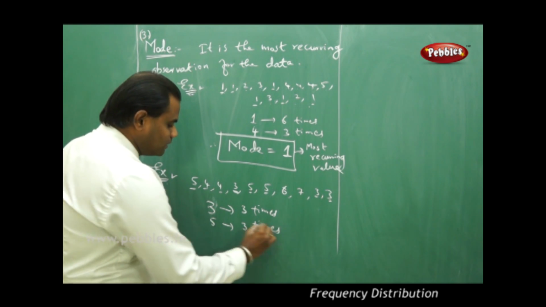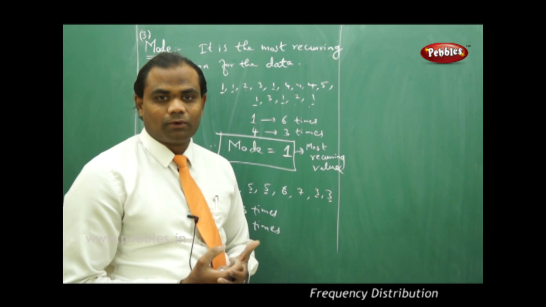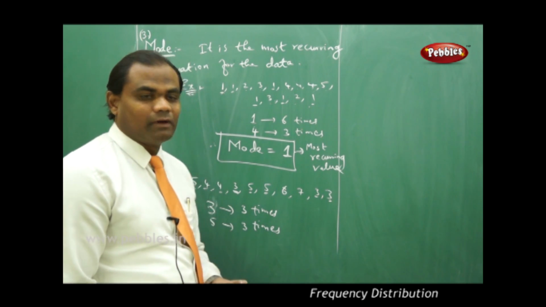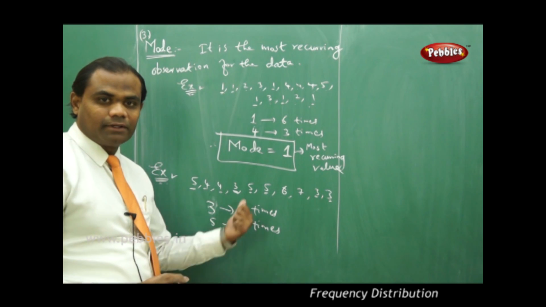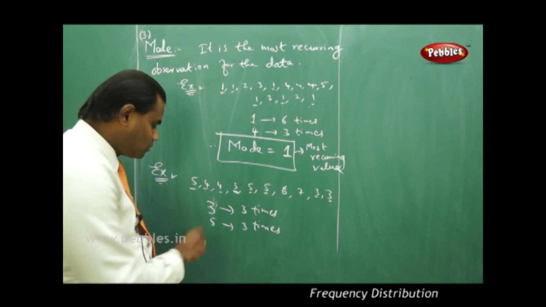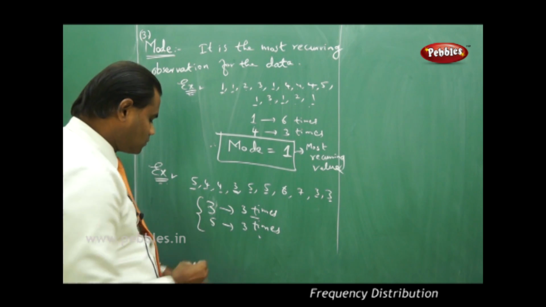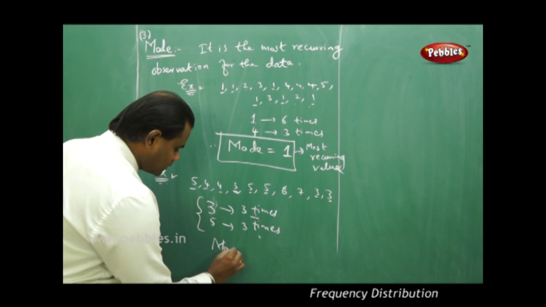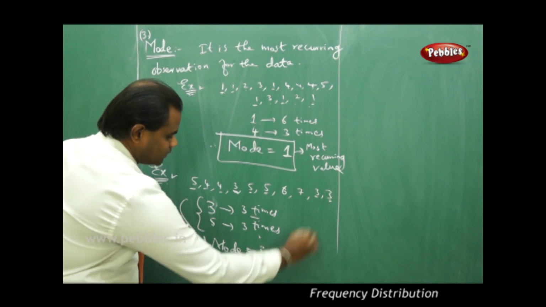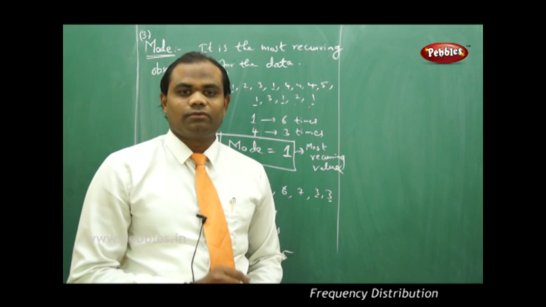So the value 3 repeats 3 times and the value 5 also repeats 3 times. Therefore, the most recurring value of the data which we identify here is 3 times, which is the value 3 and 5. So there are 2 values which recur the most number of times. Therefore, the mode of the given data is said to be both 3 and 5. So the mode of the data is 3 and also 5.